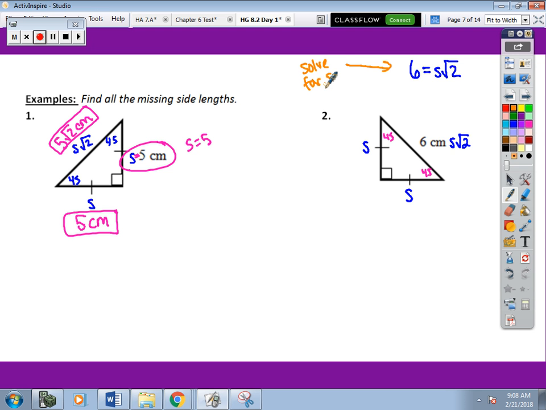How would I solve this for S? Kel? Square root 2 and then divide by 2. You cannot square it. If you square both sides, you'll end up getting an S squared as well. Marquise? Divide the square root of 2 by the side. Good. We see multiplication, S times the square root of 2. The inverse is to divide by the square root of 2.